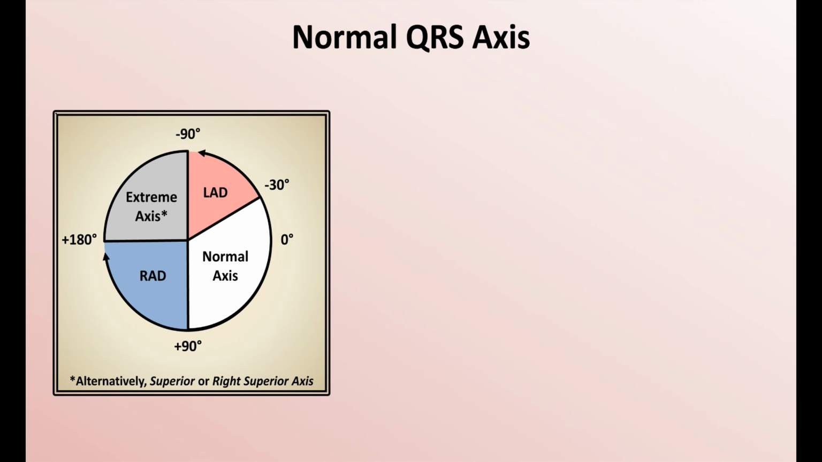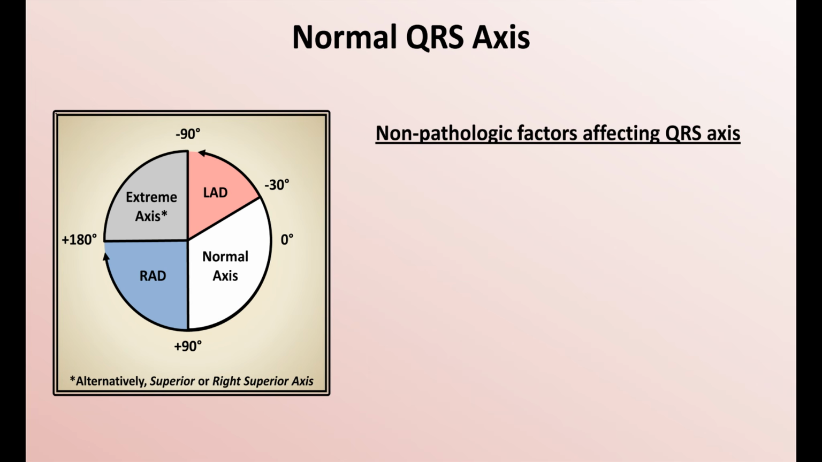One of the difficulties faced with defining normal is that there are several non-pathologic factors which affect the QRS axis. The first of these is age. At birth, people actually have a rightward axis, attributed to the fact that the right ventricle is relatively more massive, as pulmonary vascular resistance is higher than systemic vascular resistance in utero.